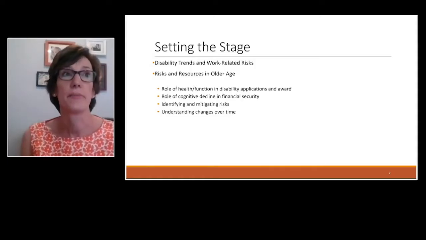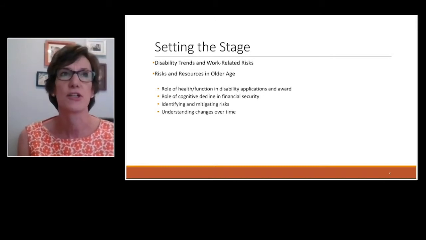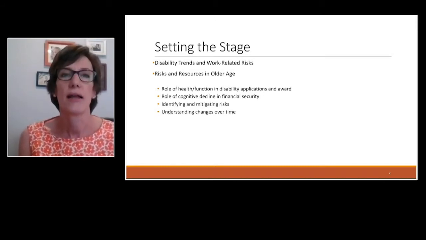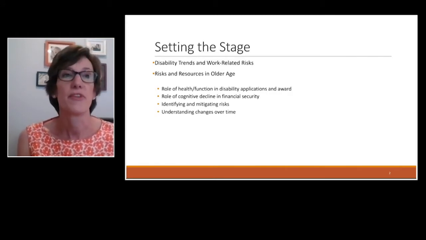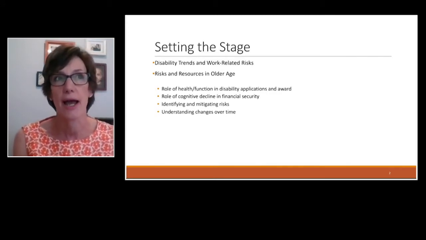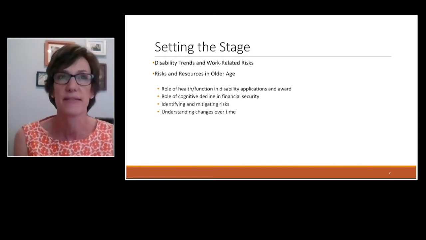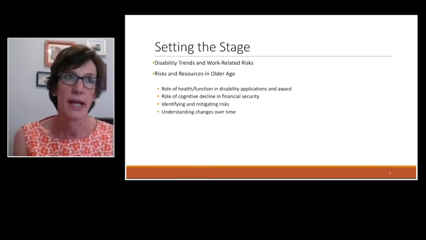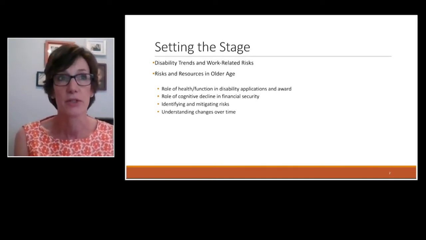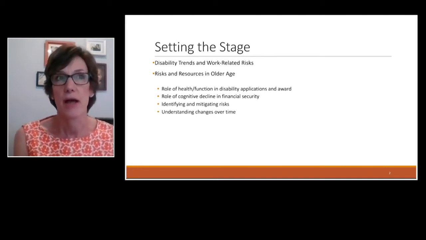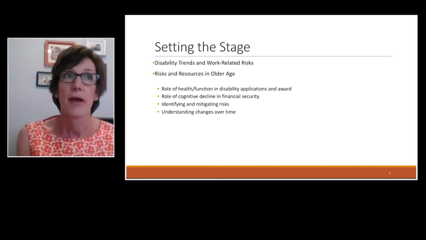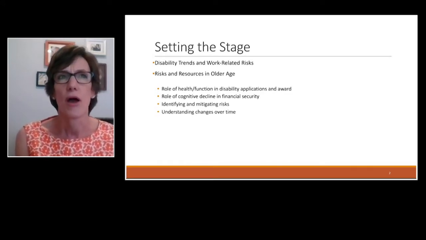I'm going to start by framing the discussion, and I will highlight some of the relevant findings from the panel. These papers all look at how health risks can affect economic stability, both for working age individuals as well as for older adults. At younger ages, the risk is really about health affecting the ability to work, and that's tied to the likelihood of disability application. So we're really interested in this for a number of reasons.